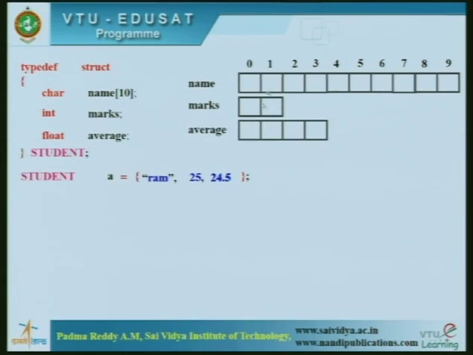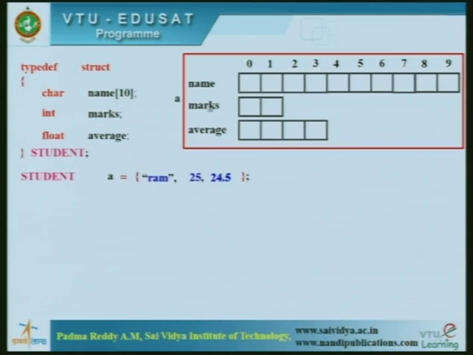So all these memory locations are identified by a common name. What is the name given here? A. Now what will happen here? The string RAM will be copied into this memory location. It ends with what? Null character. Then we have 25, and the 25 will be copied into these memory locations.